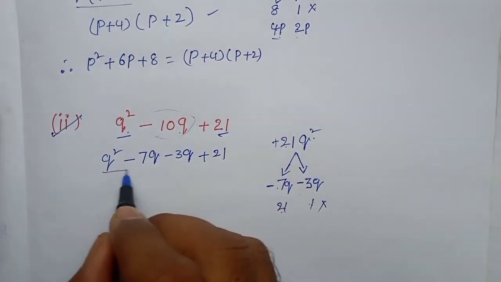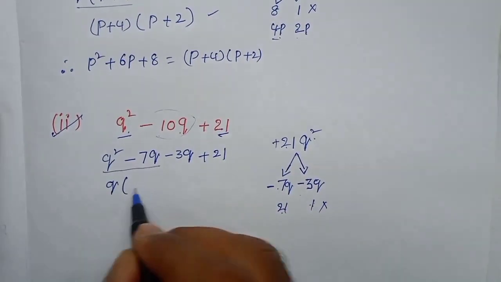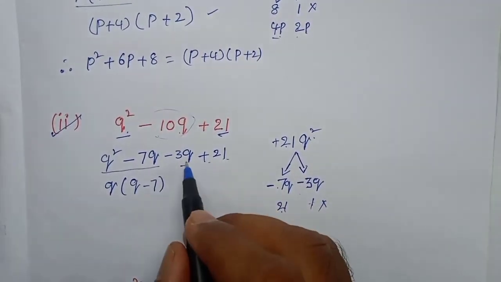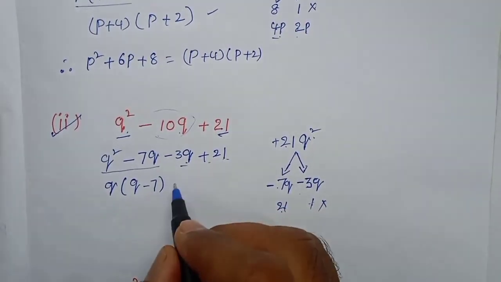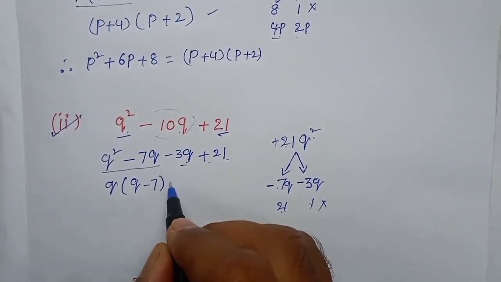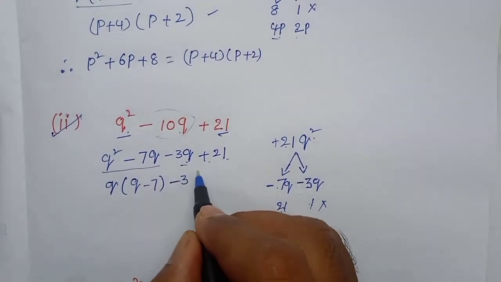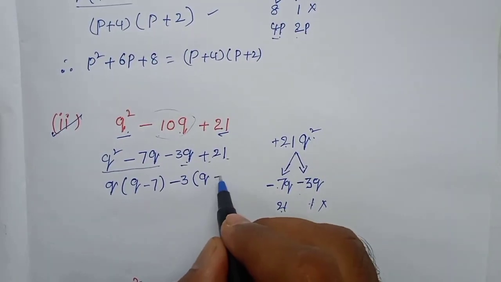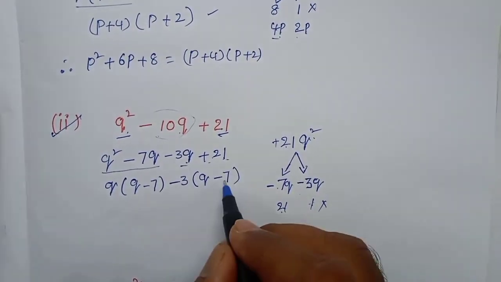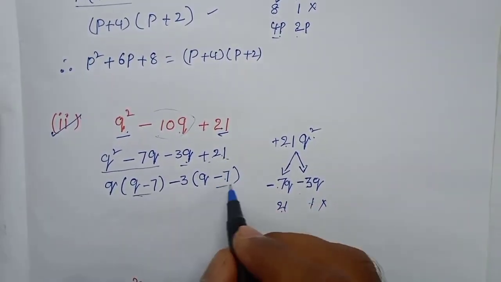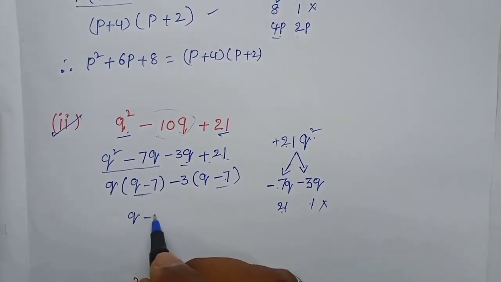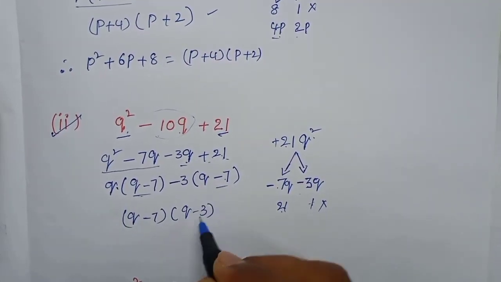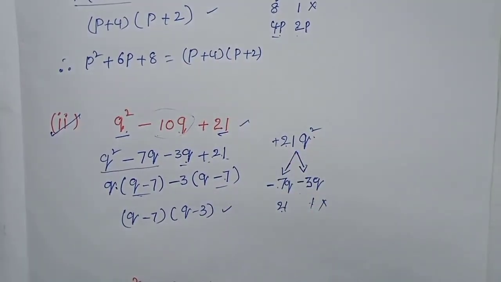Plus 21. So taking q as common from the first and second terms you get q minus 7, and the third and fourth terms are divisible by what? They are divisible by minus 3. See, by dividing these two by minus 3 you get here q and here minus 7. So minus 3 into q minus 7. Now taking q minus 7 as common, then you get here q minus 3. So this is the factorization of the given expression.